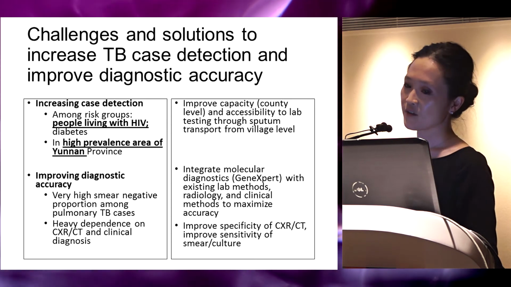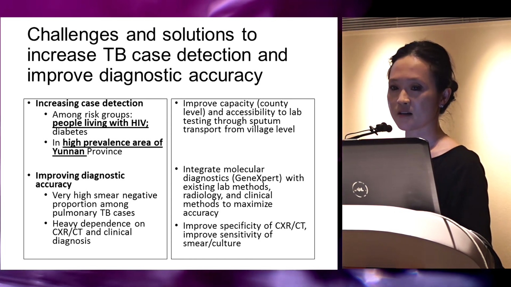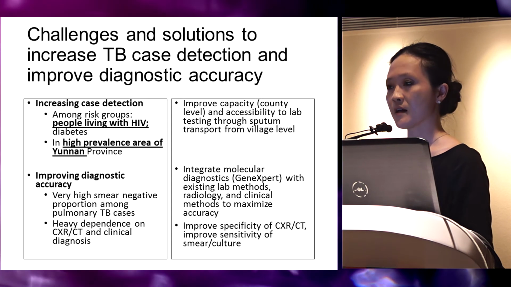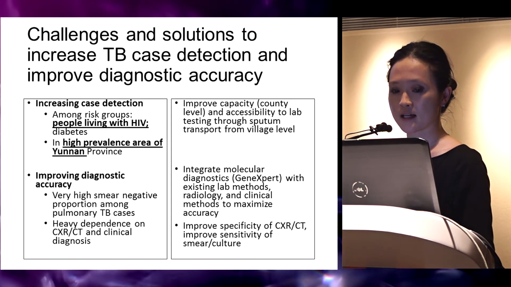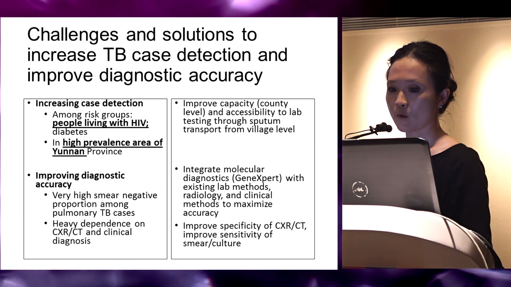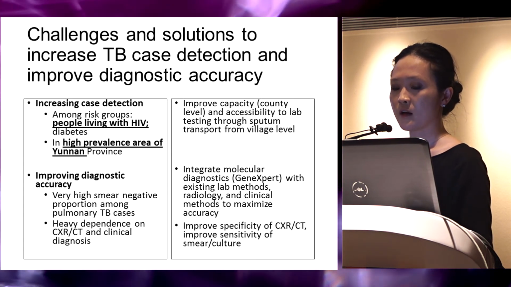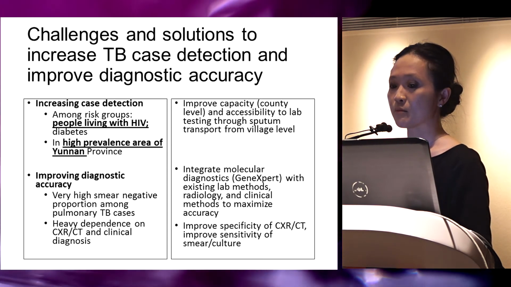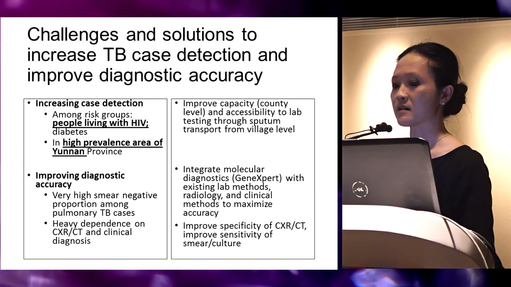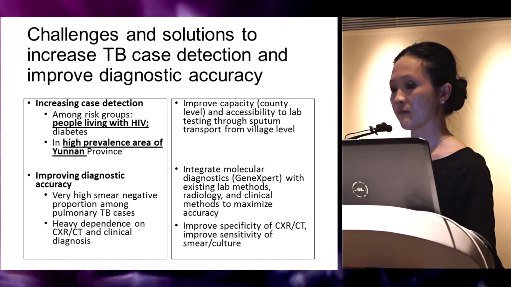So taking you back to the very first slide, when I talked about the different challenges and solutions, really there are 2 major categories. One is improving case detection, and the second is improving diagnostic accuracy. So with respect to our proposed solutions, we want to improve capacity at the county level for diagnosis and improve accessibility to lab testing through sputum transportation from the village level up to the county level.